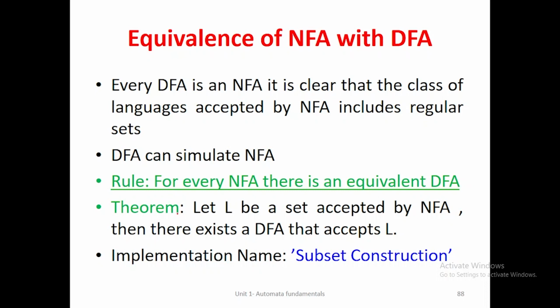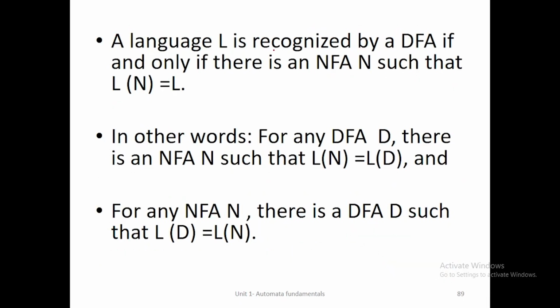What the theorem says is: let L be a language accepted by an NFA, then there exists a DFA which will also accept the language L. The method for conversion of NFA to DFA is called the subset construction method. So this is the notation.